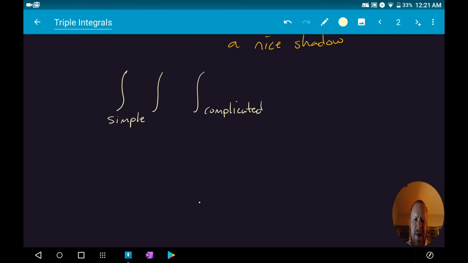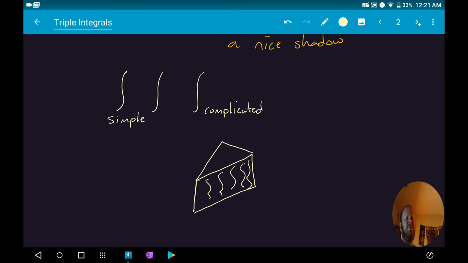So the way that I think about that is, let's say you've got some kind of block of cheese example, where this is your shape, and let's say that it gets really complicated. You've kind of got the most complicated cut right here. So this is your x-axis, this is your y-axis, and this is your z-axis.